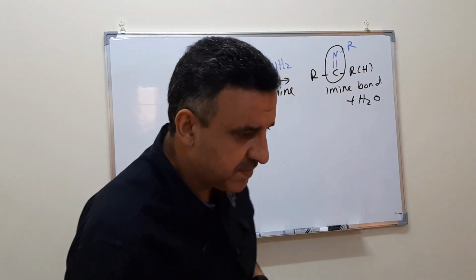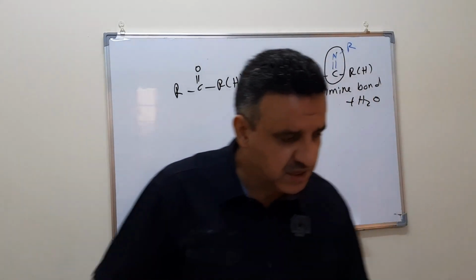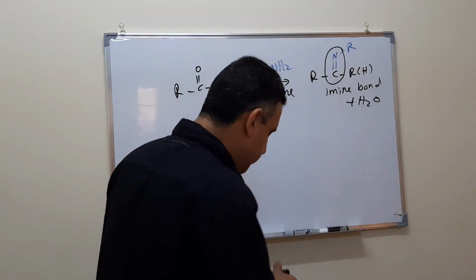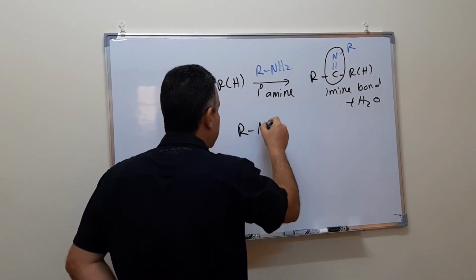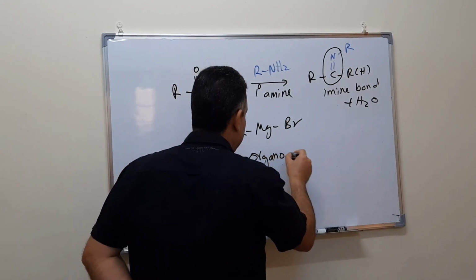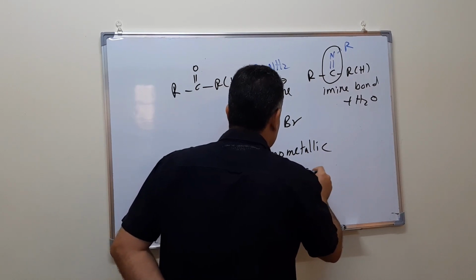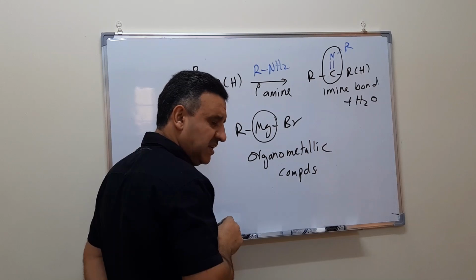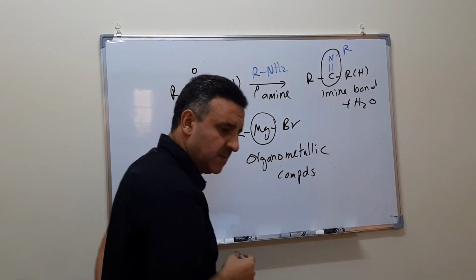All right. Now, the last reaction, which is the Grignard reagent and the Grignard reactions. The Grignard reagent is a special type of organometallic compound, RMgBr. This type of compound, we call organometallic compounds. And why we call it so? Because we have, as you can see, a metal, in this case magnesium, connected to R. R here is any carbon. You follow me?